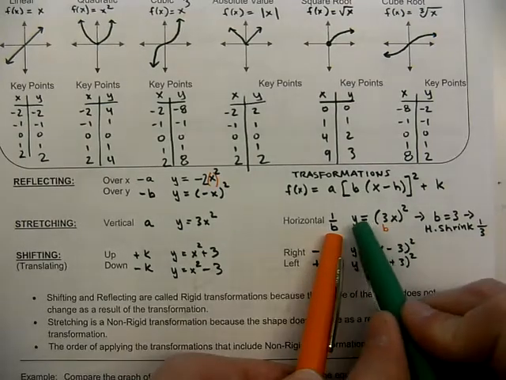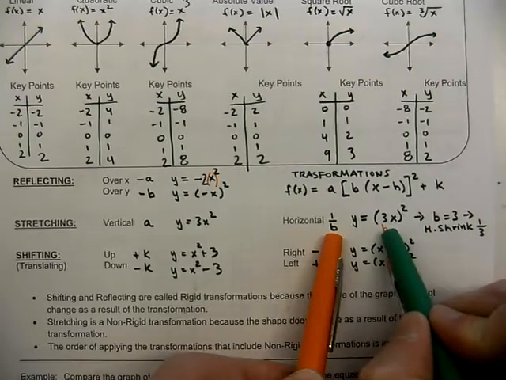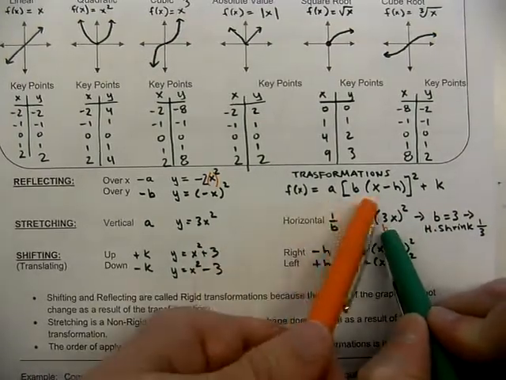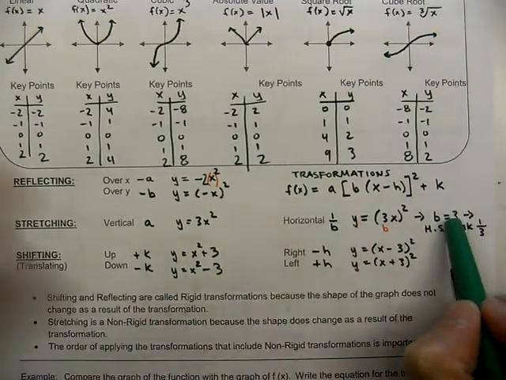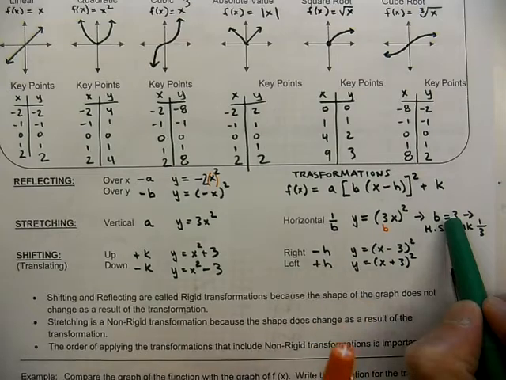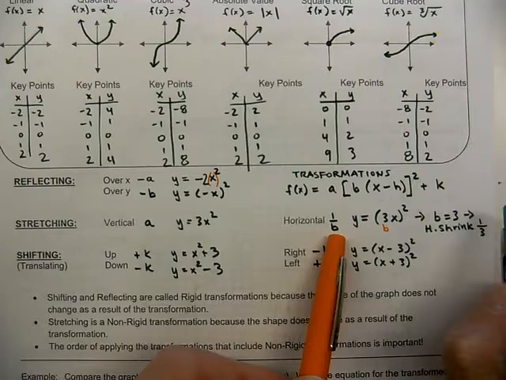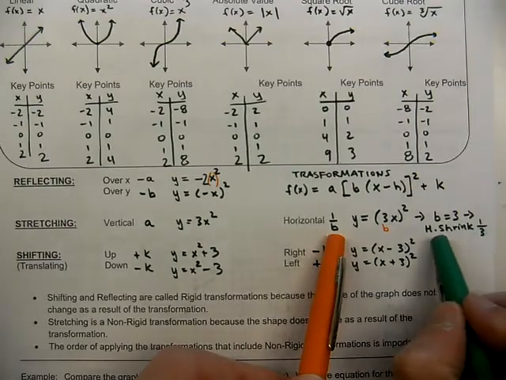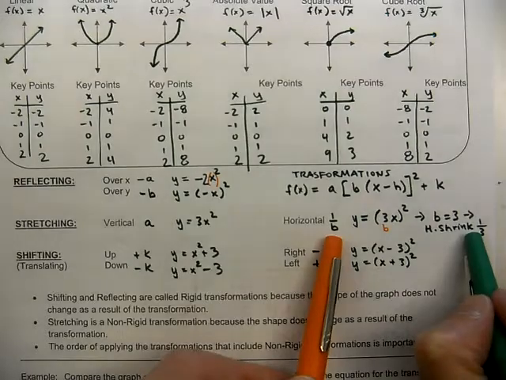So for example, if you have y equals (3x) squared, the 3 is your value of b. b is 3, right? But that does not mean it's 3 times wider. To determine the horizontal stretch or shrink, you have to consider it as 1 over b. So we think of it as 1/3. That means the width will be shrinking, and it'll be 1/3 of the original width.